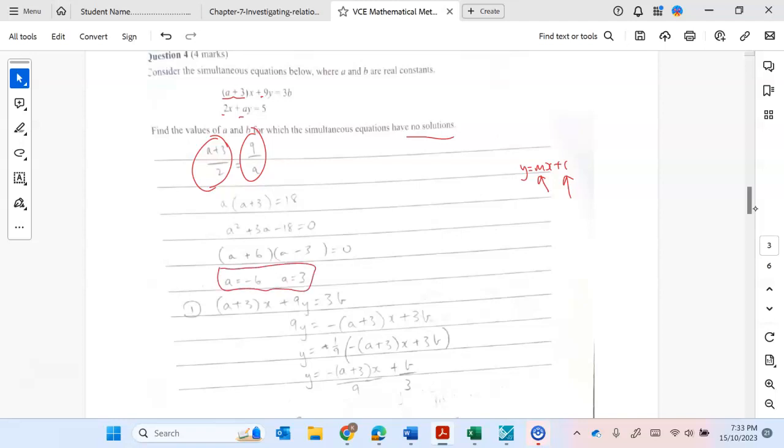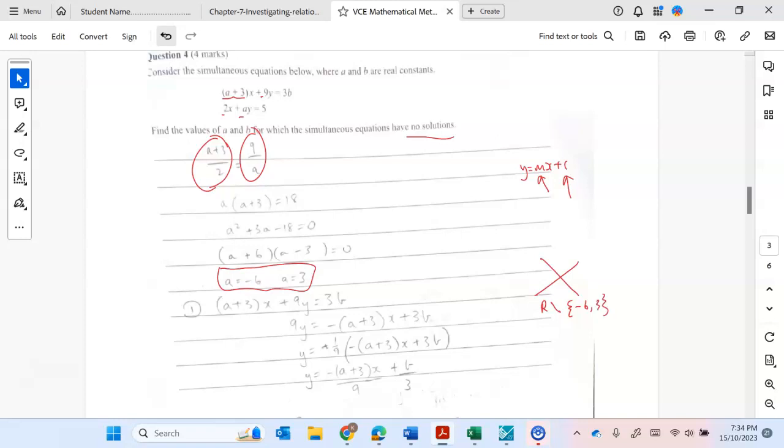All right, so we've got a equals -6 and a equals 3. Now when a equals -6 and a equals 3, that means our gradients are the same. So we don't know yet whether they're parallel lines or whether it's the same line. But I know when a equals -6 and a equals 3, our lines do not cross. So if I wanted them to cross, a could be any real value excluding -6 and 3 for them to touch.